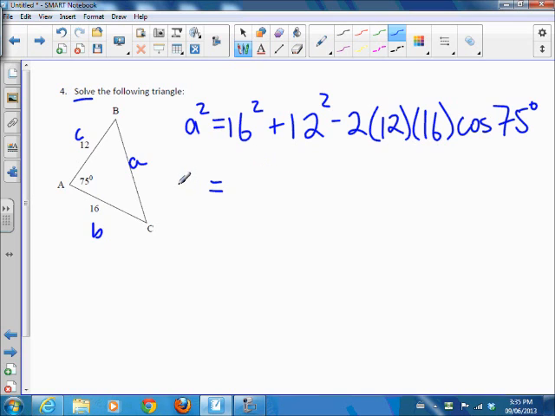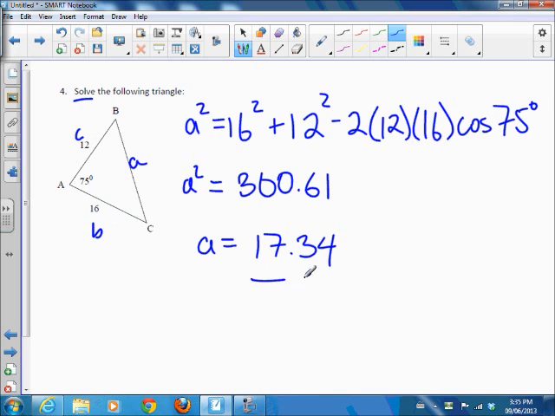When we calculate this, we end up with the fact that a squared is 300.61, which means that a, we take the square root, and we get 17.34 units. There's no units here, so we just call it units. We leave the answer as that. So now we have the fact that A is 17.34. Now we have to keep going and solve for either angle B or angle C.